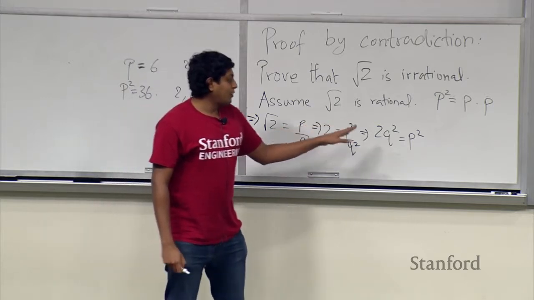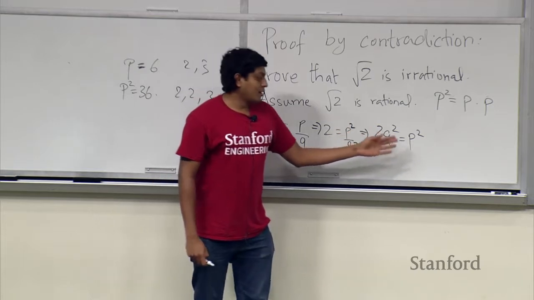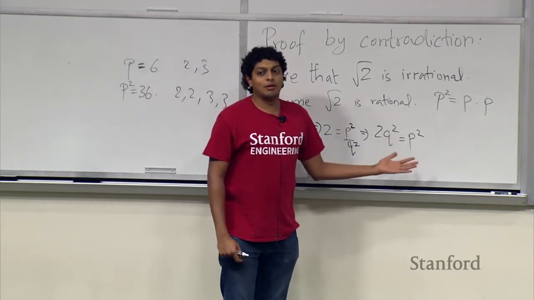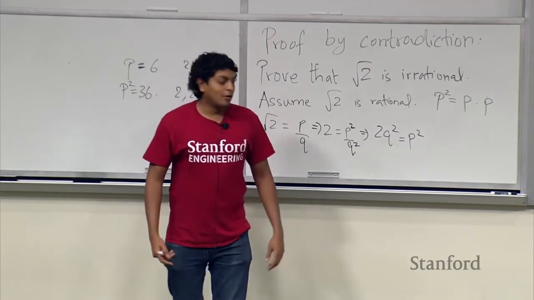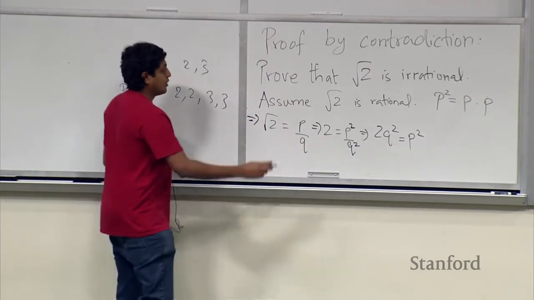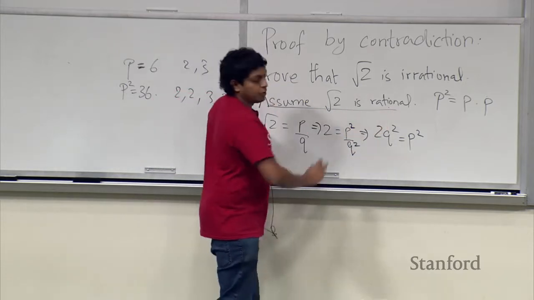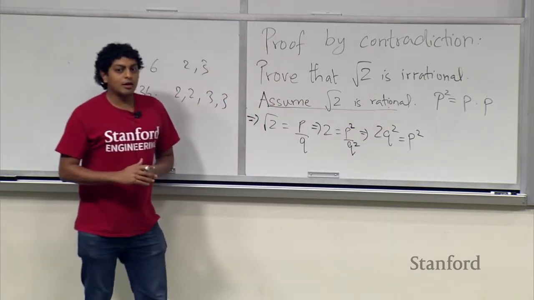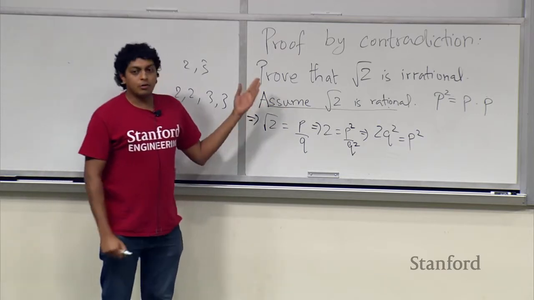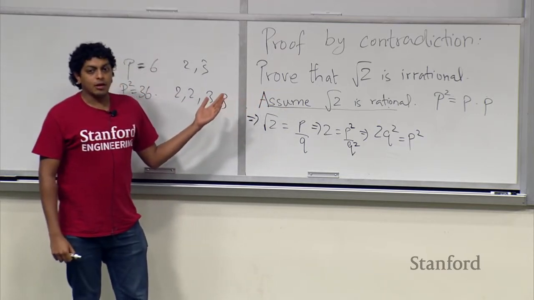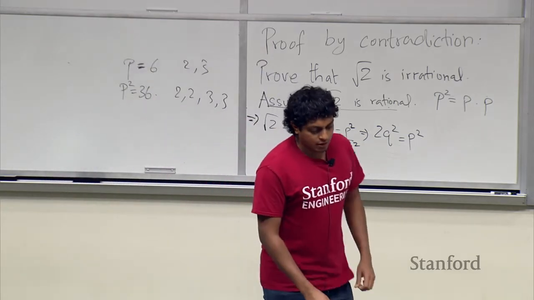So right now we have the left-hand side, which has an odd number of prime factors, and a right-hand side which has an even number of prime factors. And this is clearly impossible. So all this arose because of our initial assumption that square root of 2 was rational. Clearly that is not possible, therefore our assumption was wrong. Therefore square root of 2 is irrational. Okay? So that's an example of proof by contradiction.